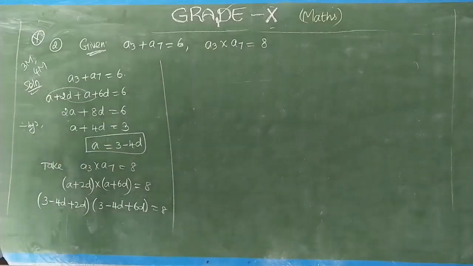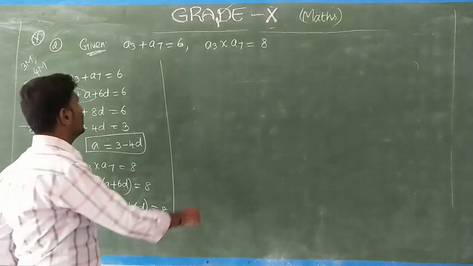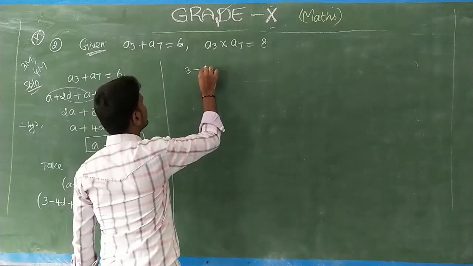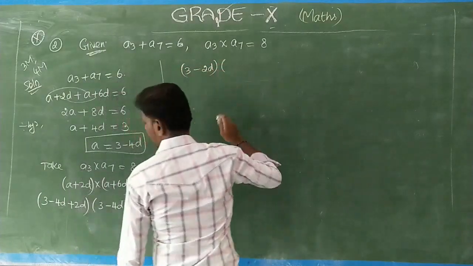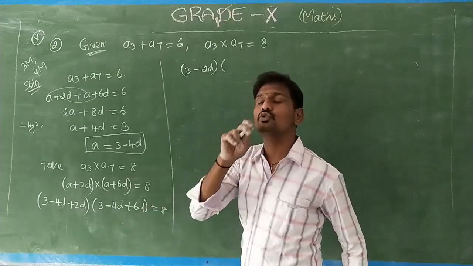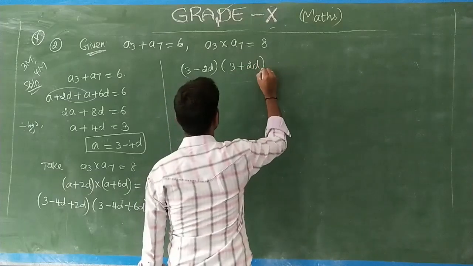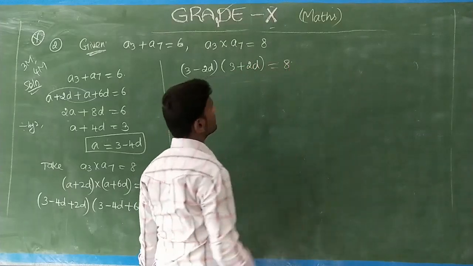Now I am going to simplify 3 minus 4D plus 2D. So minus 4 plus 2, what will come? Minus 2. So 3 minus 2D into 3 minus 4D plus 6D. So it will come plus 2D. So 3 plus 2D, which is equal to 8.